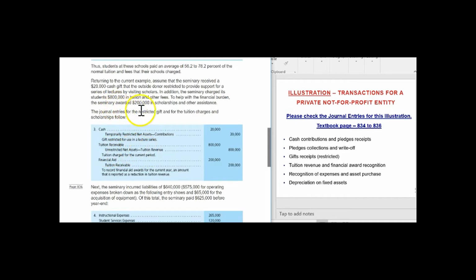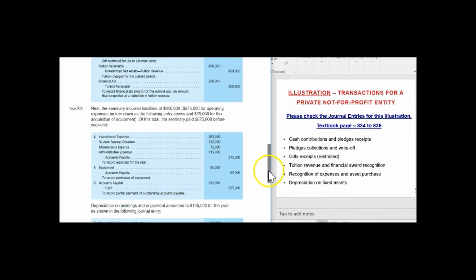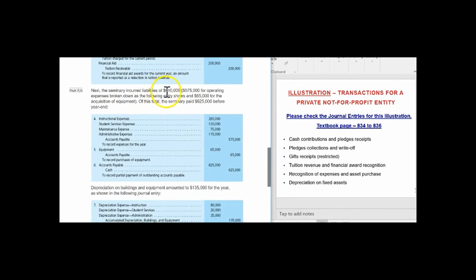Now they are also giving some scholarships. These scholarships they will debit as financial aid, and this portion they're going to reduce from tuition. So their total tuition charge is 800,000, but they're giving a scholarship of 200,000, so you need to take that out. So you have to credit or reduce your tuition receivables. Now they have some liabilities. The total is 640,000, made up of 575,000 and 65,000. Those are because of some expenses, and 65,000 because they purchased one piece of equipment.